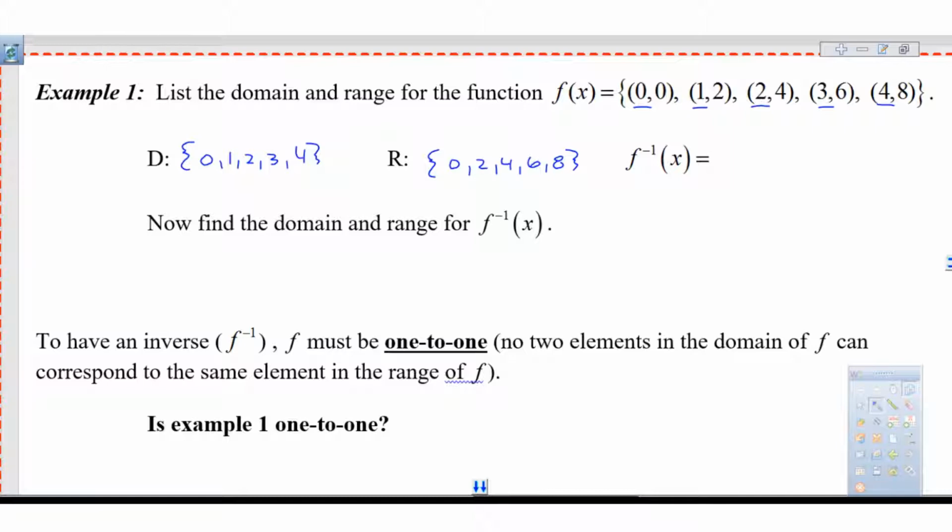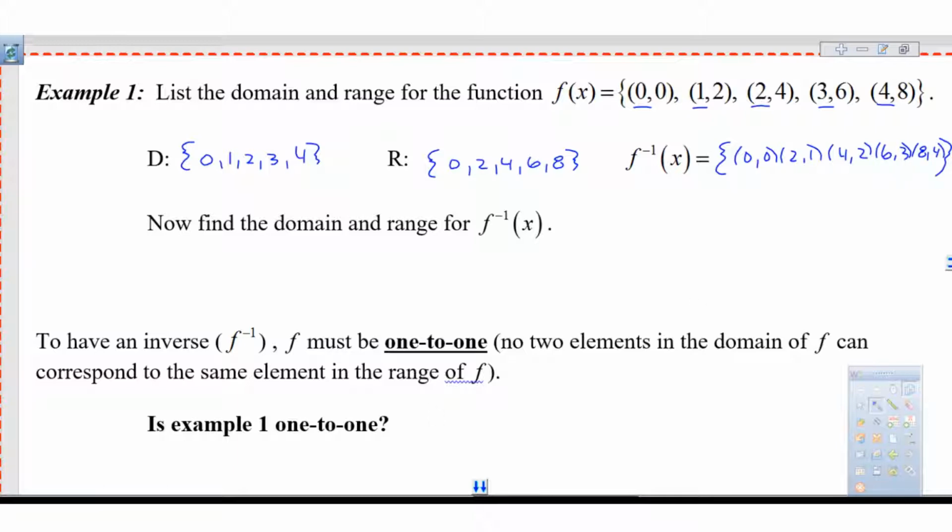Now let's find the inverse. You take all those points and switch them. So the (0, 0) stays (0, 0). The (1, 2) goes to (2, 1). (2, 4) goes to (4, 2). (3, 6) goes to (6, 3). (4, 8) goes to (8, 4). And there's your inverse.